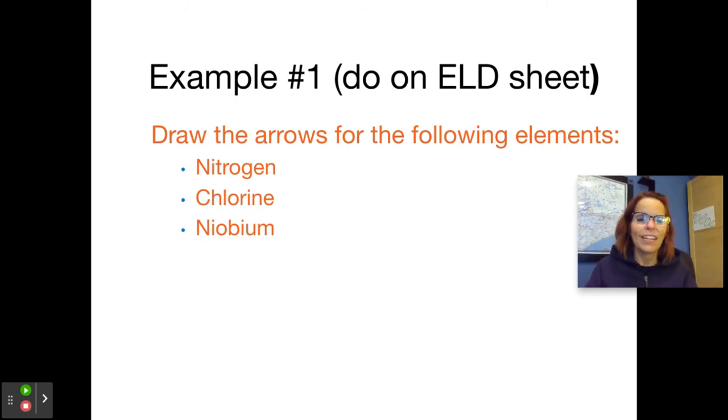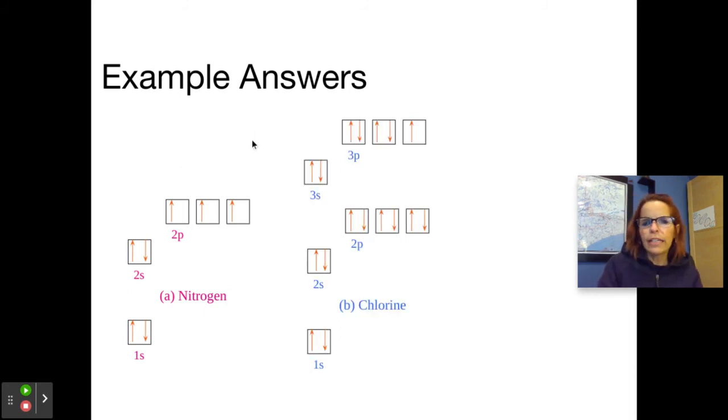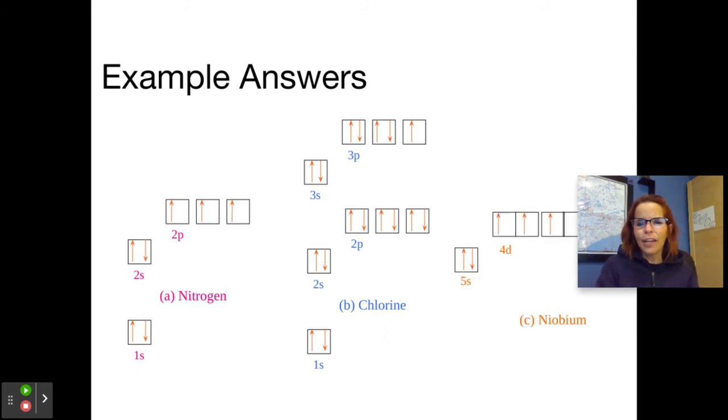Okay, here we go. So the answer for nitrogen, you should have had 7 arrows drawn. Notice they're all pointing upward in the 2p level. For chlorine, you're going to have 17. You're going to have 1 arrow, 1 arrow, 1 arrow, and then down, down for those 2 that are spinning in the opposite direction.